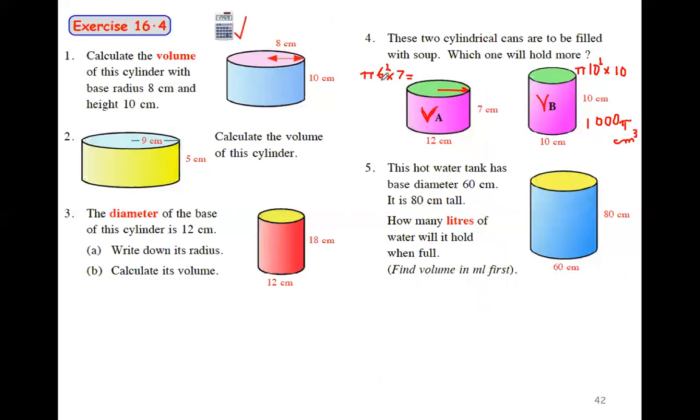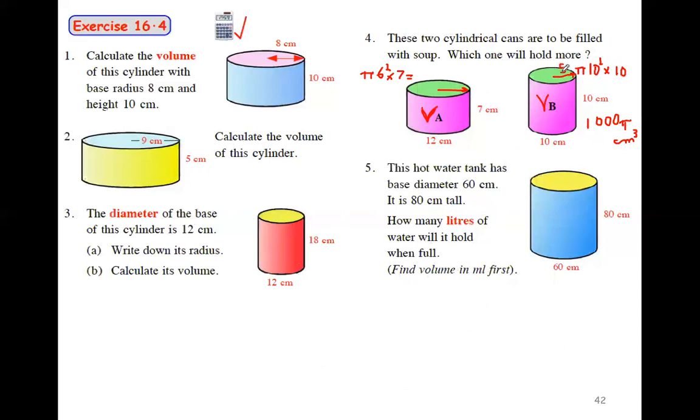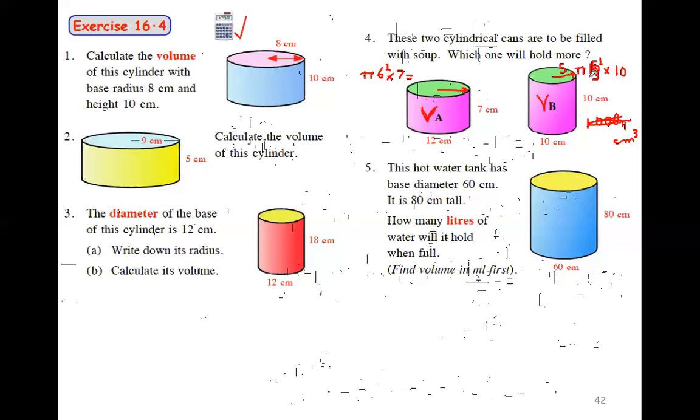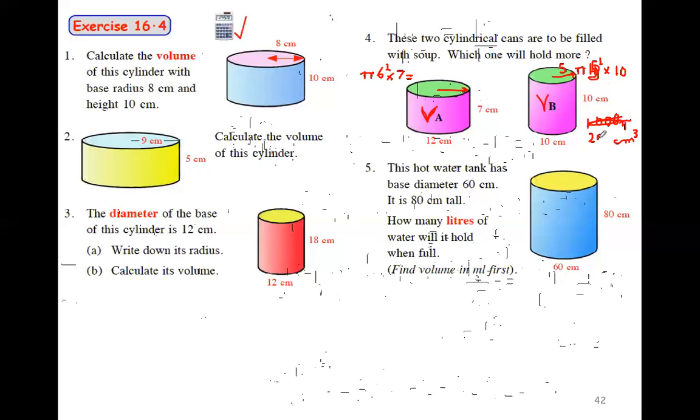And this one, I've got to do 36 times 7. So 36 times 7 is 252. Oh, sorry, I made a mistake here. It's 25. 25 times 10 is 250 for this one. 250 pi, 785. So 250 centimeter cube for this one, and 252 for the other one.